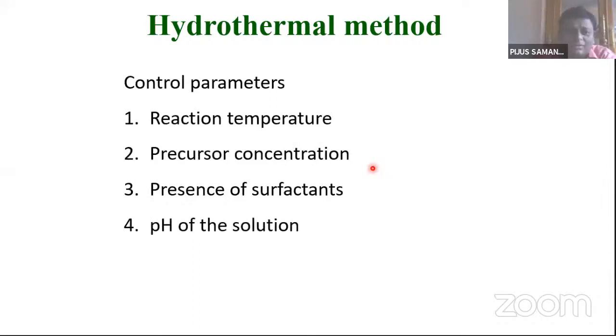So these are the control parameters I have already discussed: reaction temperature, precursor concentration, presence of any type of surfactants, and pH of the solution. These are the control parameters by which we can control the structure of the material. And we know in case of nanoscale material, structure and property are interlinked, because as the structure gets thinner, the potential well will be reduced. So the energy spectrum of the material will change. So the emission and absorption property of the material will also change. So these are the control parameters by which we can modulate the structure into a desired form.